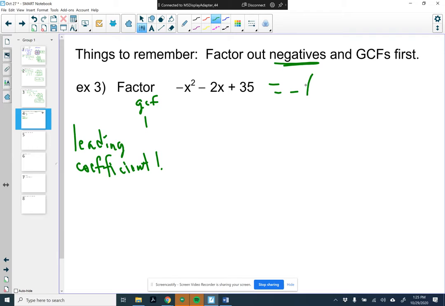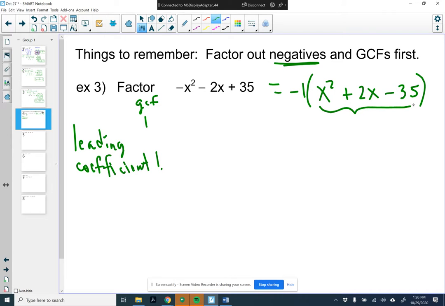So we take the negative. Remember, as we factor out the negative, everybody inside the parentheses is going to have opposite signs because we're dividing out a -1. You can pencil in a 1 there if you want to. We're dividing out a -1. So -x squared divided by -1 is x squared. -2x divided by -1 is +2x. And 35 divided by -1 is -35.